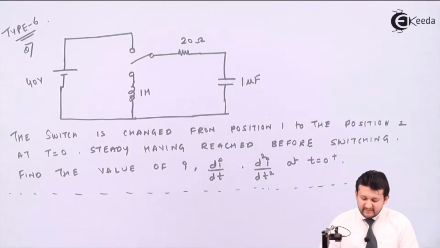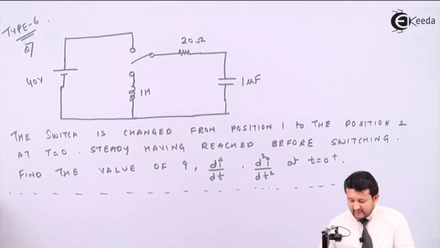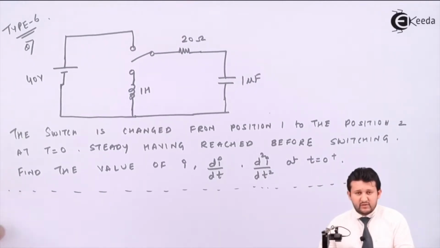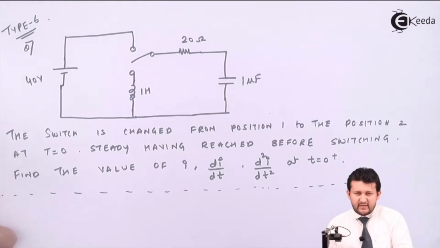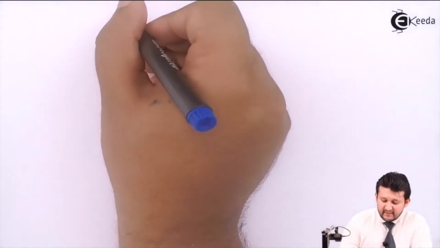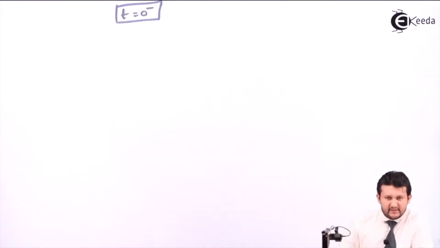Study for type 6, having a combination of resistance, inductor and capacitor, and the plus one is it is having a steady state condition. That is a point to be remembered. So let's start with the basic steps for it. At t equal to 0 minus, 0 plus and t greater than 0, I need to find i, di by dt and d square i upon dt square. So let's start with the t equal to 0 minus condition.